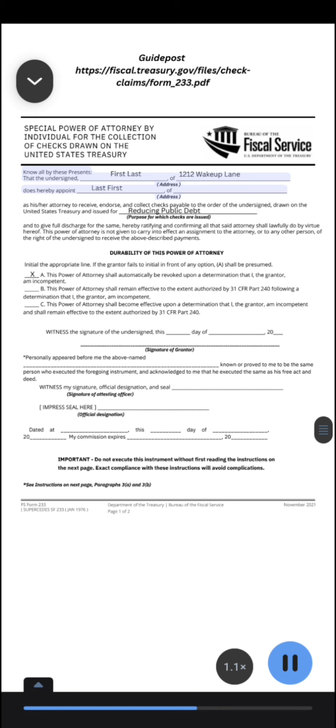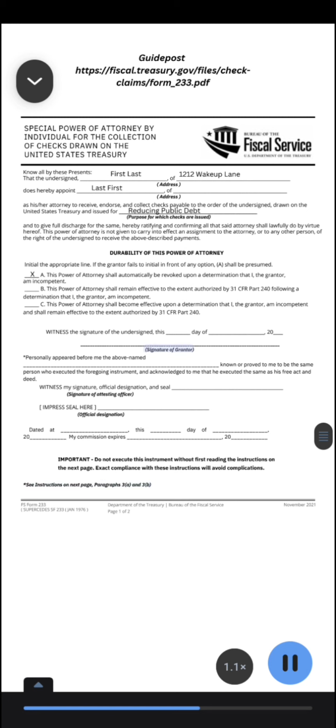Know all by these presents, that the undersigned, blank, of blank, address, does hereby appoint blank, of blank, address, as his/her attorney to receive, endorse, and collect checks payable to the order of the undersigned, drawn on the United States Treasury and issued for blank. Purpose for which checks are issued and to give full discharge for the same, hereby ratifying and confirming all that said attorney shall lawfully do by virtue hereof. This power of attorney is not given to carry into effect an assignment to the attorney, or to any other person, of the right of the undersigned to receive the above described payments.